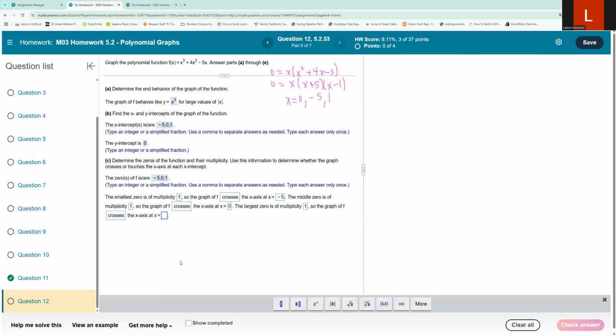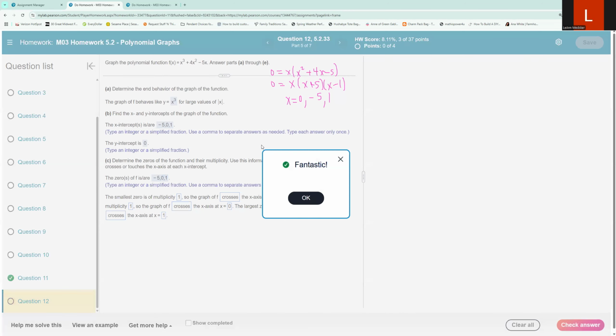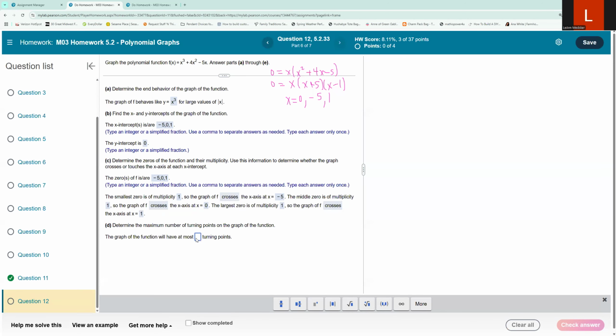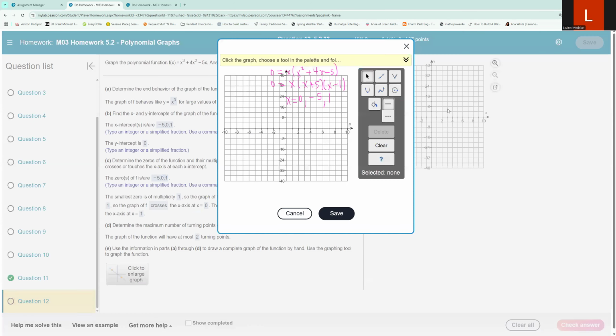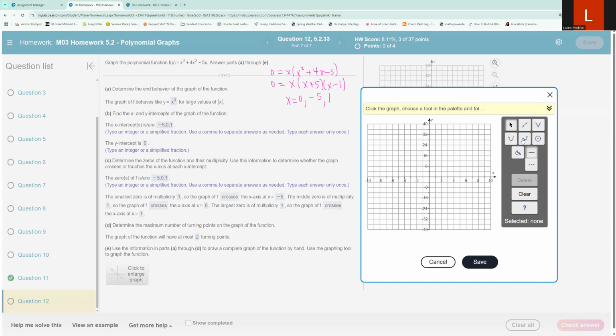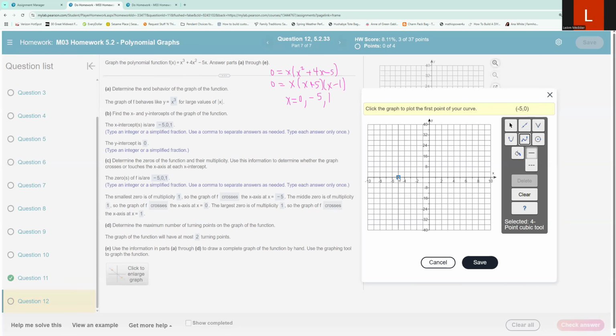They tried to change the order on me there at 1. Okay. This is also cubed. So at most, the highest power was 3. So the most number of turning points is always that minus 1. And then let's graph it. So I'm going to enlarge my graph, move it over. So let's plot those, get our polynomial function. We're going to plot those points. We had a -5, a 0, and a 1.